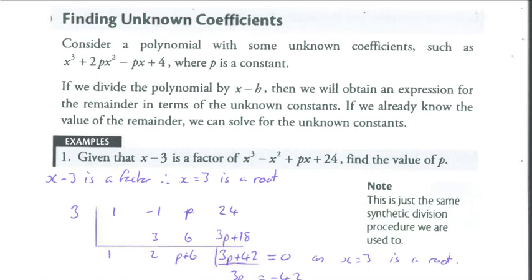Hello and welcome back to Higher Maths, Polynomials and Quadratics. In this lesson we are going to look at finding unknown coefficients.